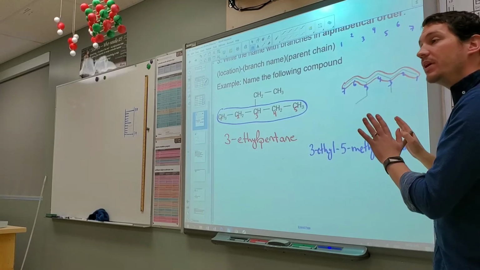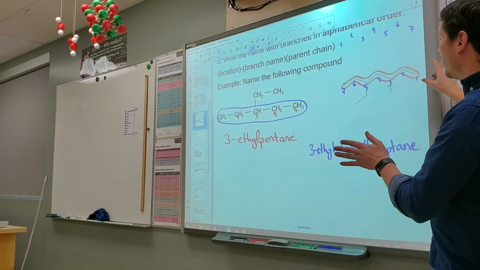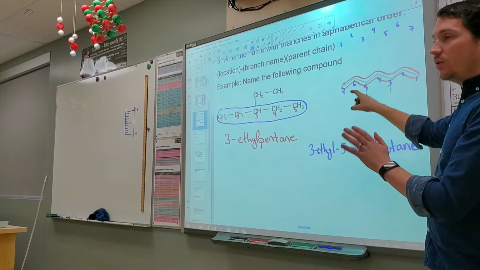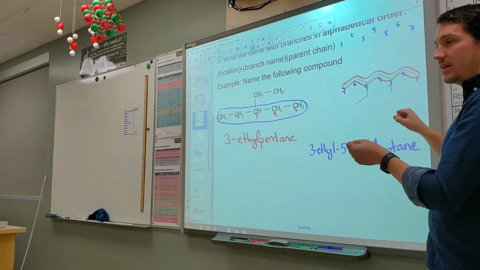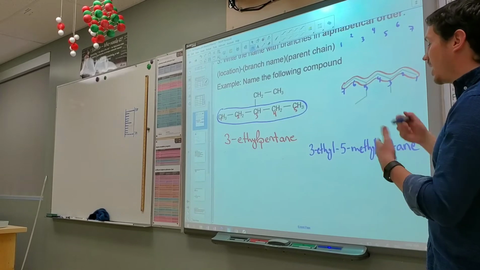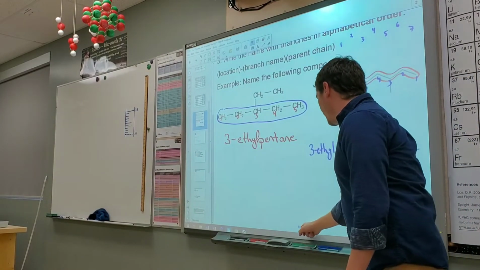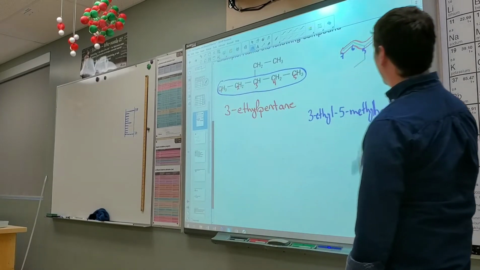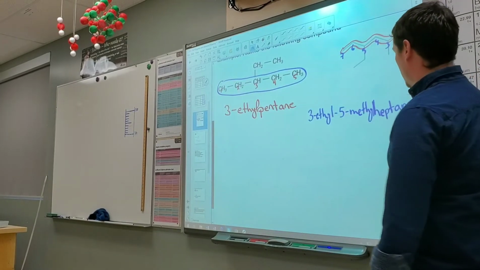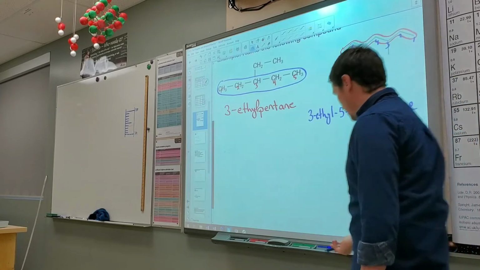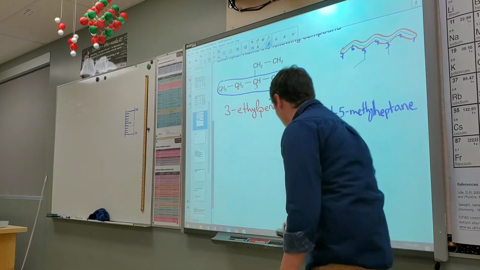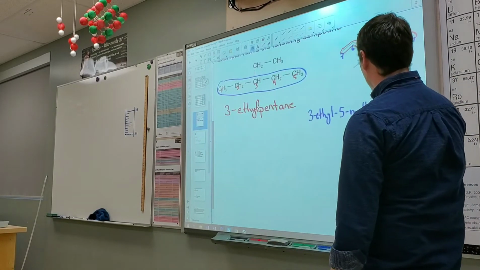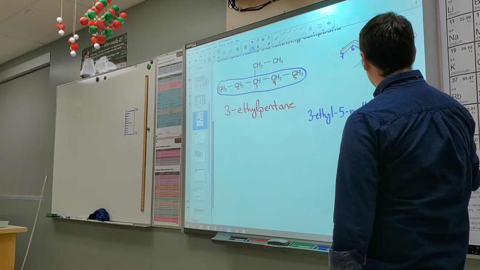So I just want to bring your attention to something. How would I name the molecule if I had numbered it like this? Would you agree it's still going to end in heptane? Okay, so heptane. I'm going to do this in red, sorry. So it's still going to end in heptane.